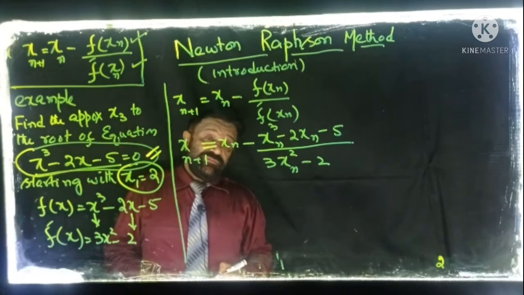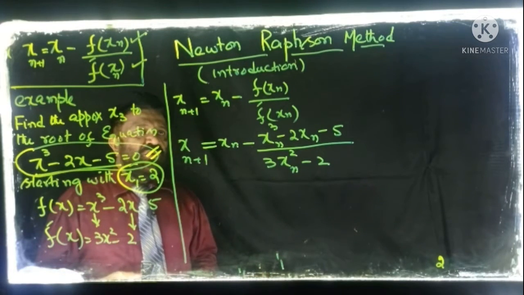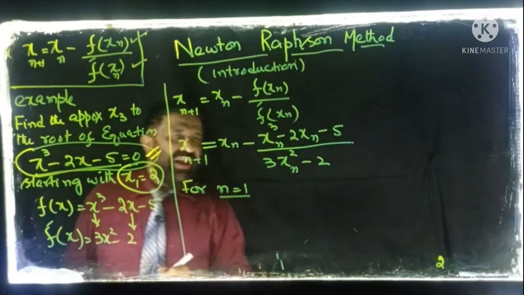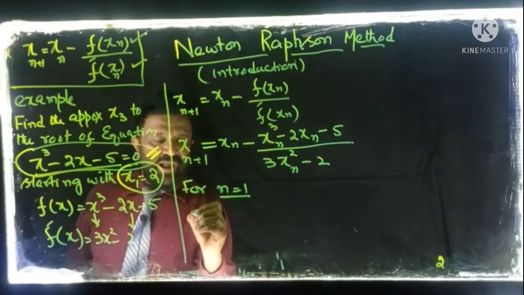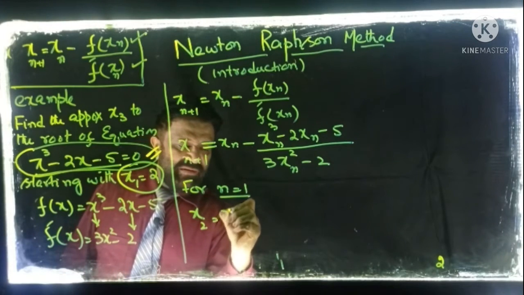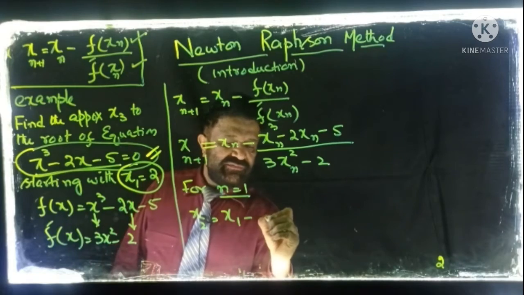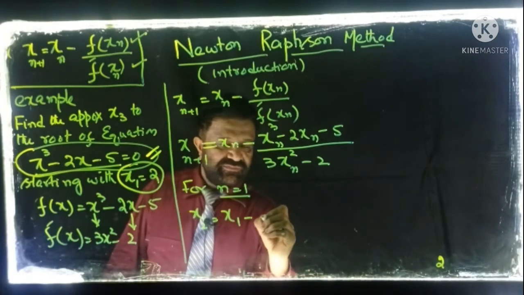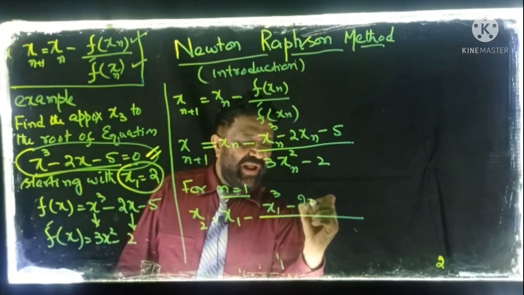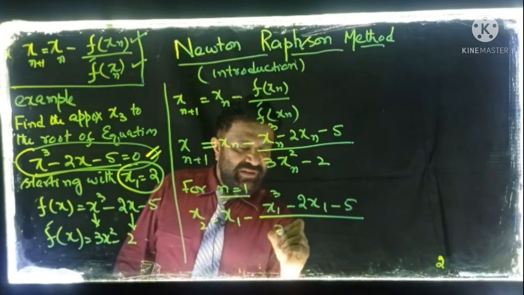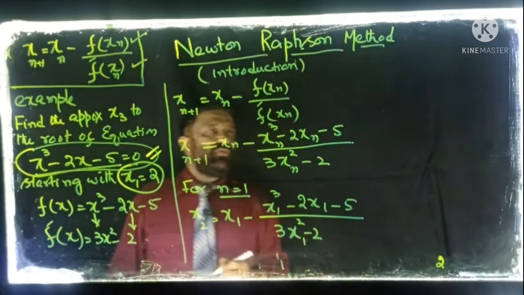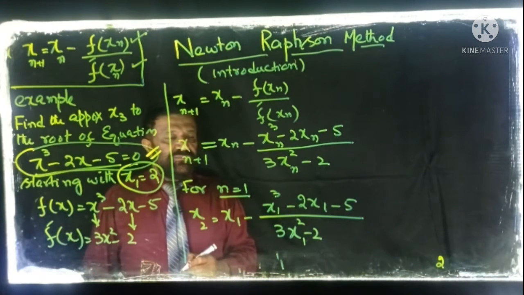Now how will we go further, and what is the procedure? Over here you write for n is equal to 1, so that will become x_{1+1}, that is x2, equals x1 minus x1 cube minus 2x1 minus 5 divided by 3x1 square minus 2. Okay, any problem?